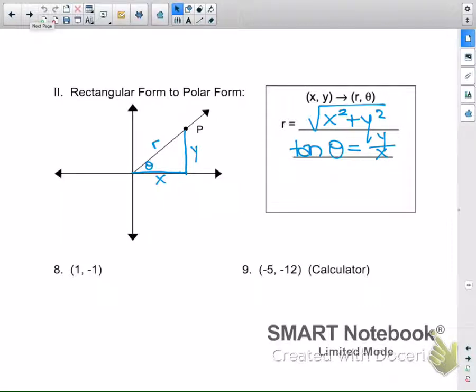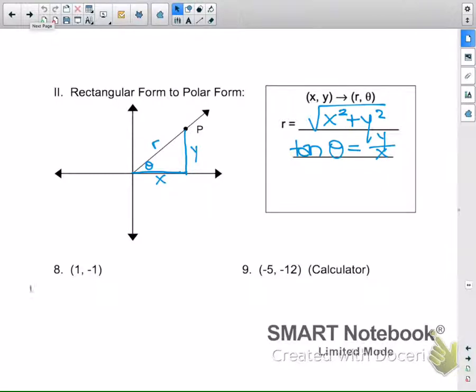So basically, if you can make a triangle out of any of these points, you have all 4 pieces within that one triangle. Your x, your y, your r, and your theta. Okay? If you can, you're going to use your chart knowledge to find your angle in terms of radians. And I'll tell you what I mean in just a second with that.